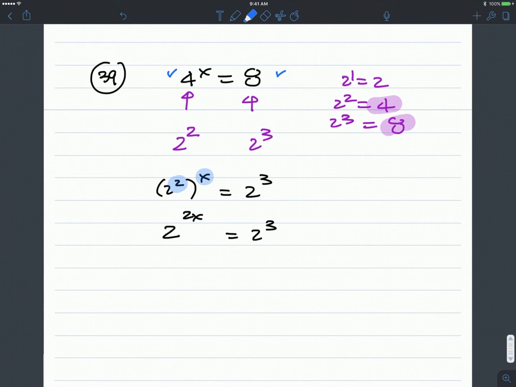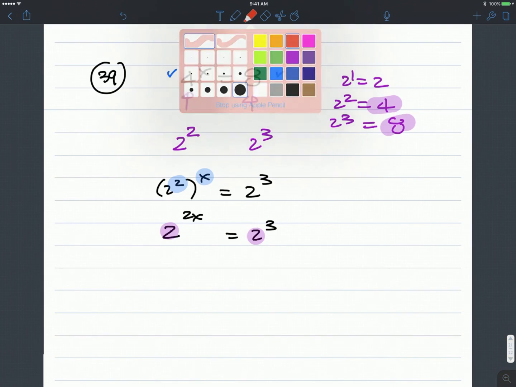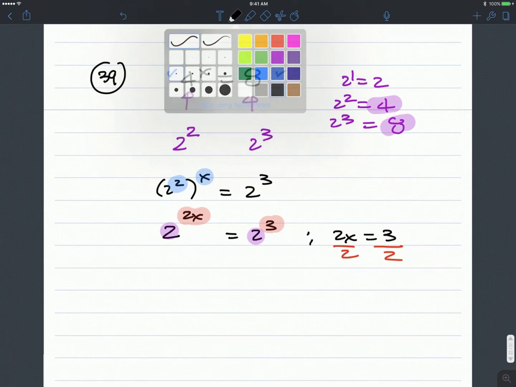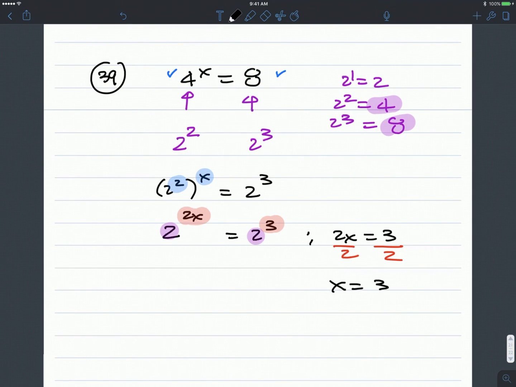Now, take a look. Same base. What does that mean about my powers? 2x and 3 are equal. 2x equals 3. Can I solve this for x? Divide by 2. X is 3 what? Halves. Wow, look at that one.